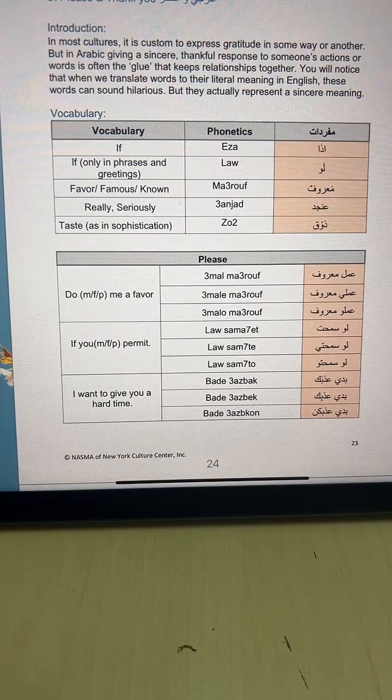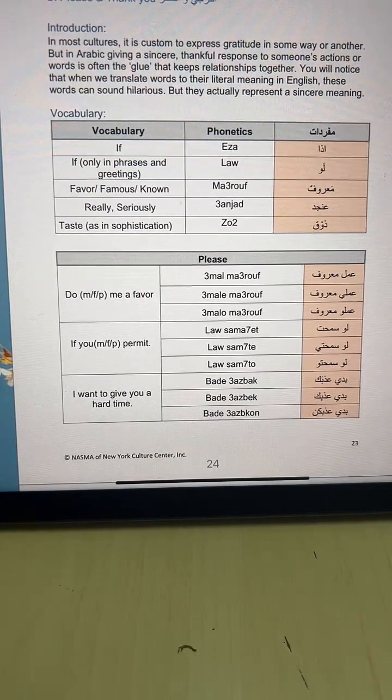And we conjugate it. Amol ma'ruf. It's not like it's written here. It's with an O, not an A. The person who wrote the book is from a different region, and she says amal ma'ruf, but we say amol ma'ruf. Amol ma'ruf means please do me a favor. Amel ma'ruf, feminine, do me a favor. Amelu ma'ruf, plural. Another expression, if you permit, like pardon in French or excuse me in English.